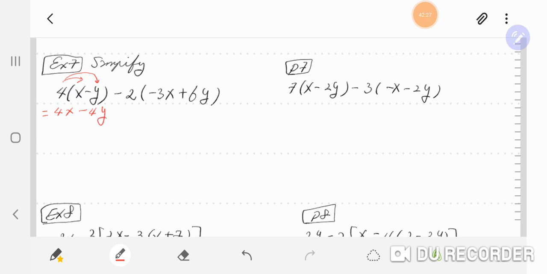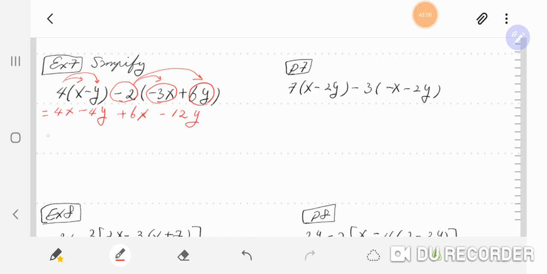Okay, and then for the next expression, I will multiply this negative 3x by what? 2 or negative 2? Multiply by negative 2. So negative 2 times negative 3x is positive 6x. Right? Okay, let's multiply 6y. This is positive 6y. So multiply this by negative 2. So negative 2 times positive 6 is negative 12, so minus 12y.